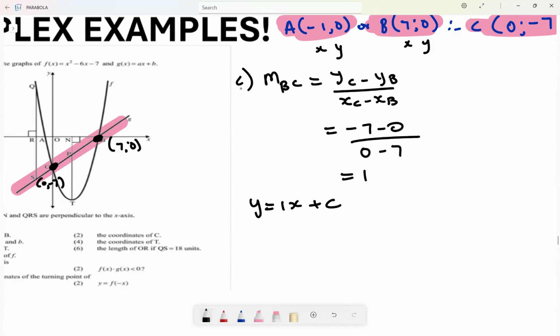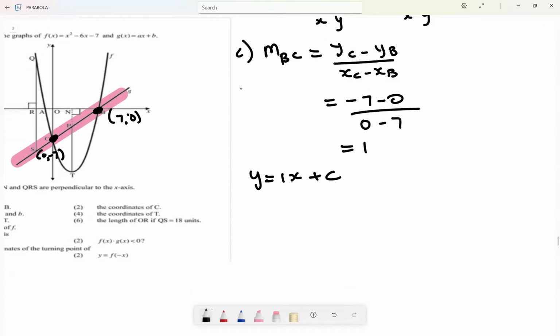So it's basically that, which is the same as x. Okay, so I can sub any point. I'll sub 7 and 0, or 0 and -7. Either of the two is going to give you the same answer. So I'm going to sub this one in.